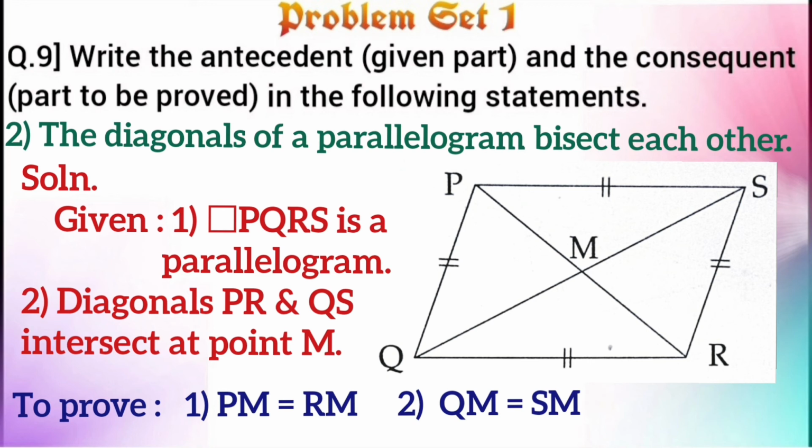So the given part was that it is a quadrilateral, the quadrilateral is a parallelogram, and there are two diagonals PR and QS intersecting at point M. The to prove part is that they are bisecting each other, which means PM equals RM and QM equals SM. So this was also very easy.